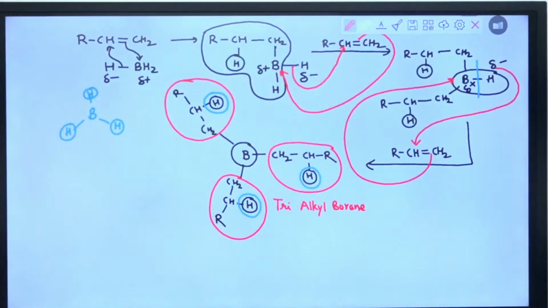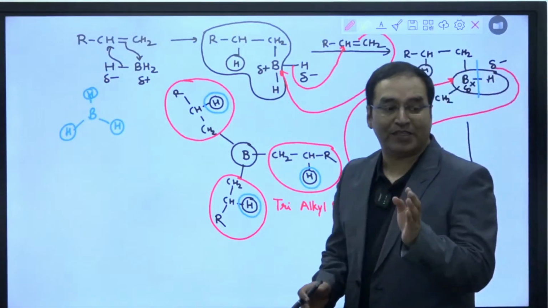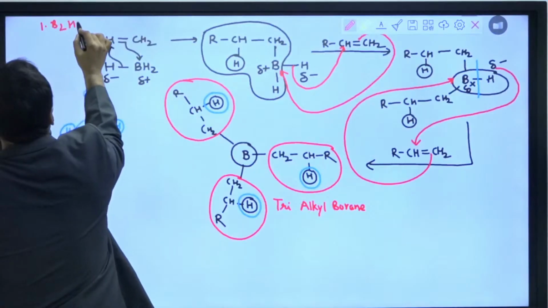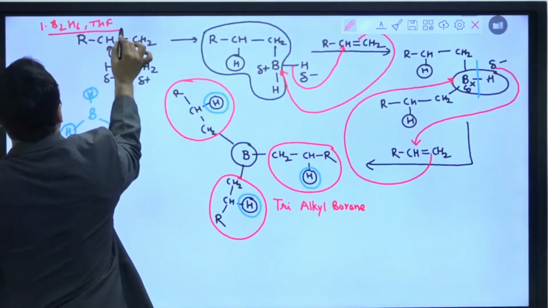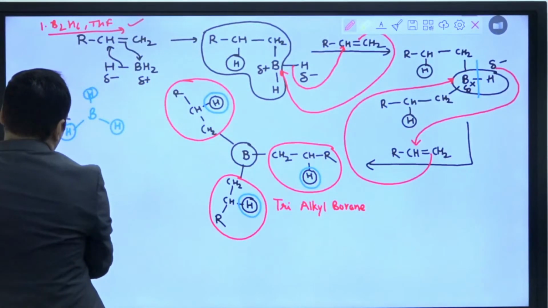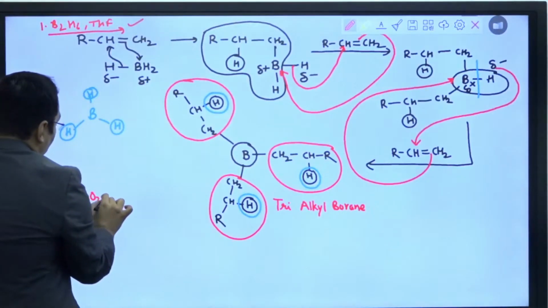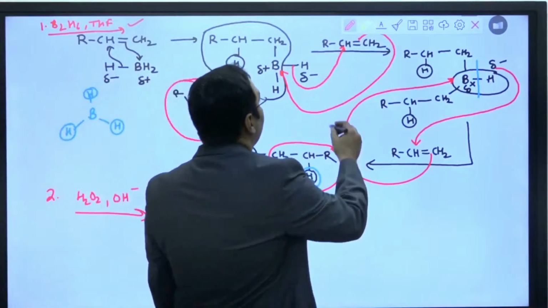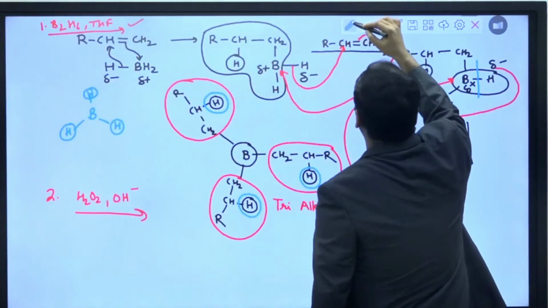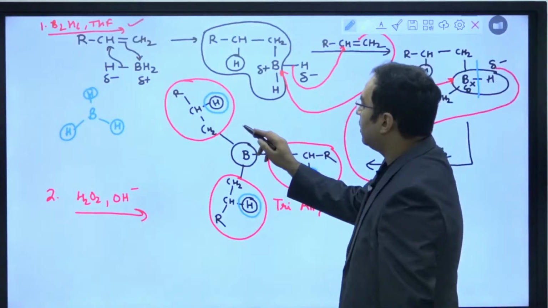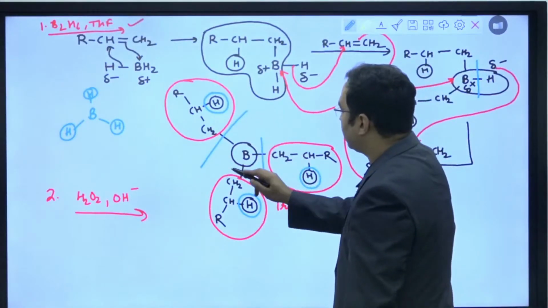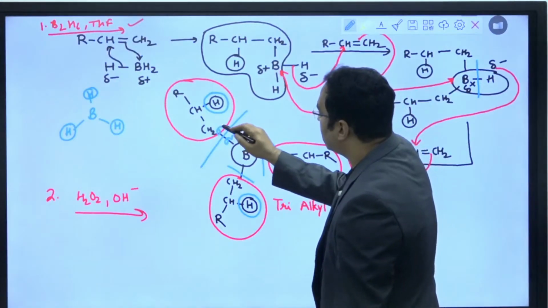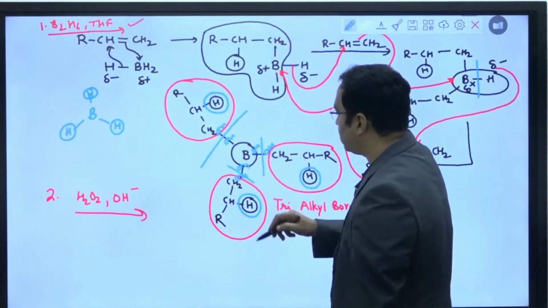Any difficulty in this? Step number 1, B2H6. So basically what you have completed is this step. 1, you wrote B2H6 THF. ये complete हो गया. अब आते हैं step 2 पे. What was step 2? H2O2 OH minus. Step 2 was H2O2 OH minus. That's simple step. That will not take much time. So when H2O2 OH minus is available, this bond you have to break, this bond you have to break, this bond you have to break. Write OH, OH, OH, both side.